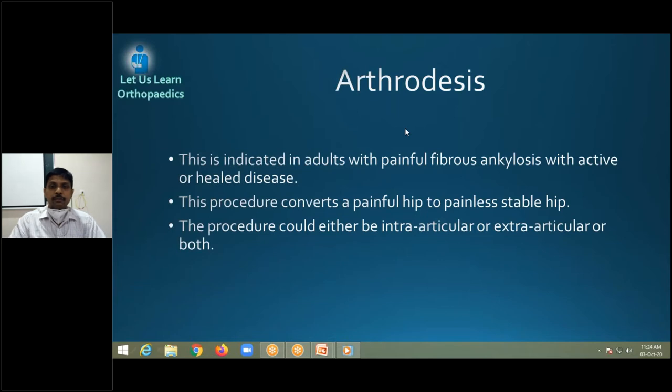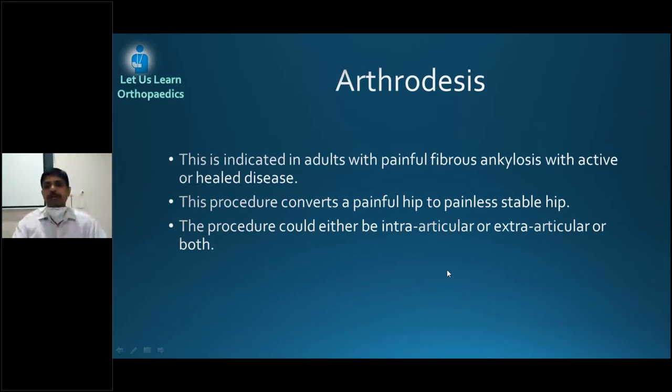This is indicated in adults with painful fibrous ankylosis with active or healed disease. This procedure converts a painful hip to a painless stable hip. The procedures can be intra-articular. Once it is fused, there won't be any pain because of fibrous ankylosis. So this is another modality of treatment in advanced arthritis, either osteotomy or arthrodesis, whereas in synovitis and early arthritis, the treatment of choice would be synovectomy and joint debridement.